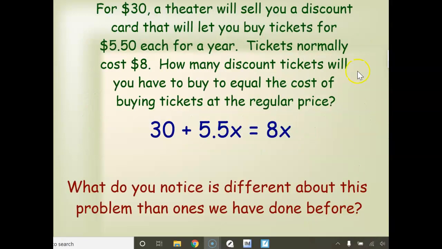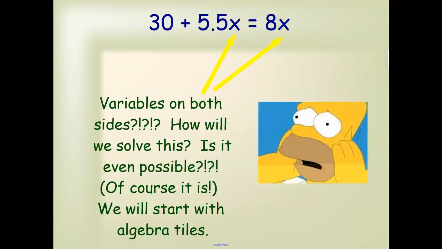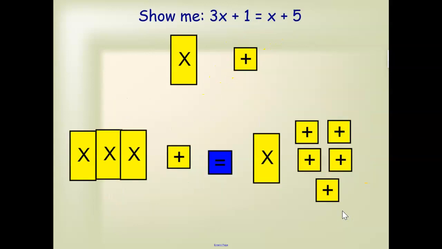So here's another example of a situation that can be written with an equation that has a variable on both sides. So like here's $30 plus $5.50 each ticket. The x is representing the tickets, equals 8x. So what's different about this? Hopefully you can see that, like I said already, there's an x on both sides. How will we ever come up with a way to solve things with variables on both sides? So don't freak out. I got some algebra tile examples for you.